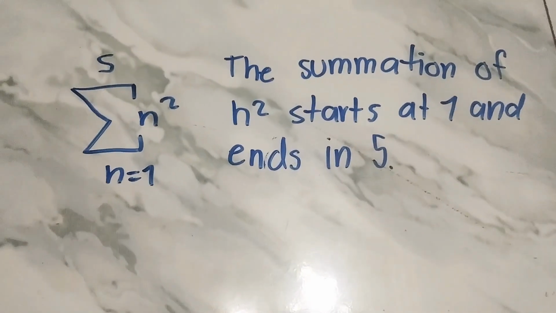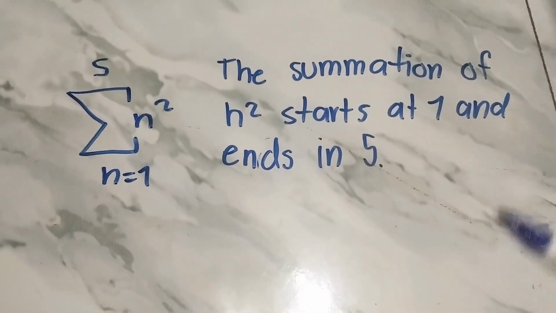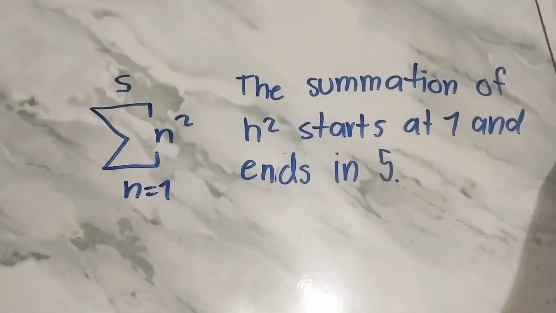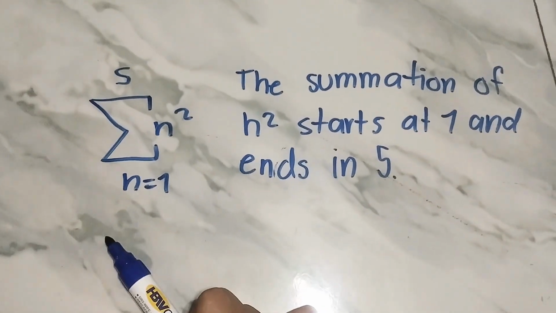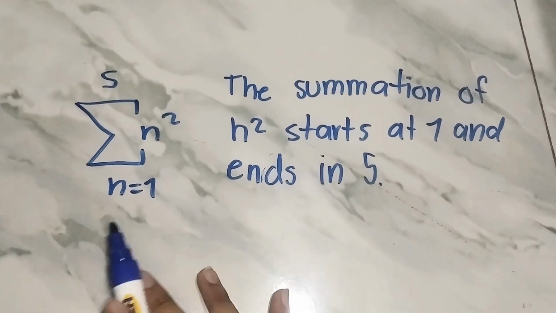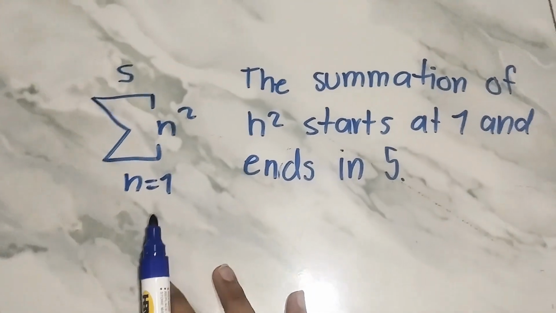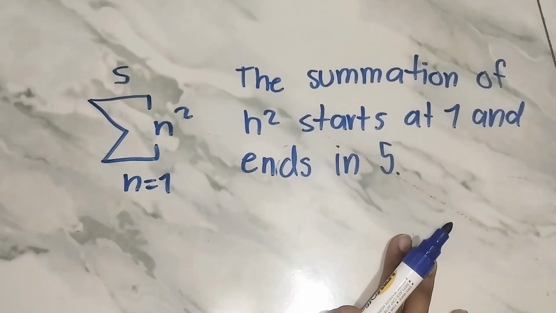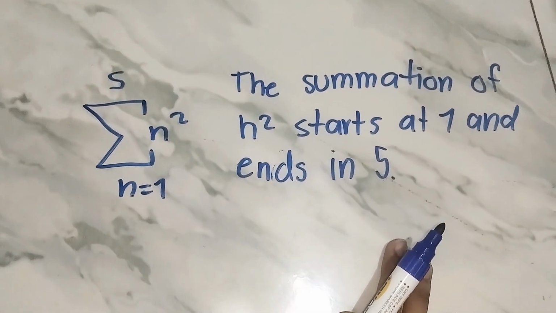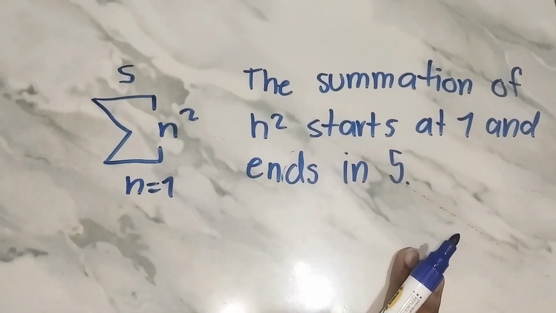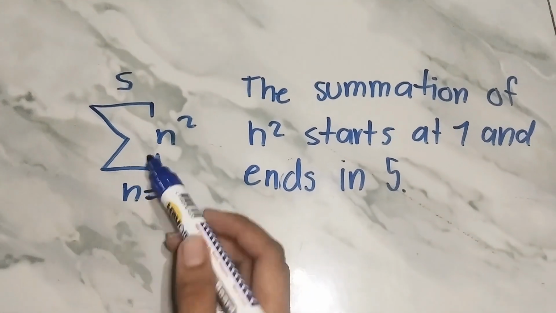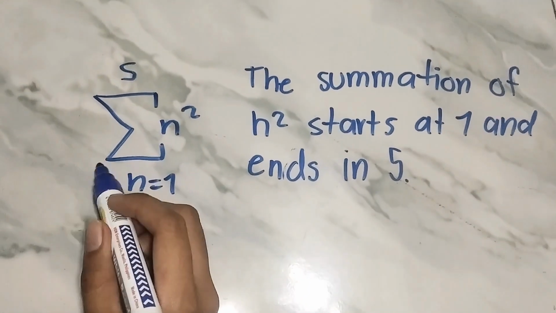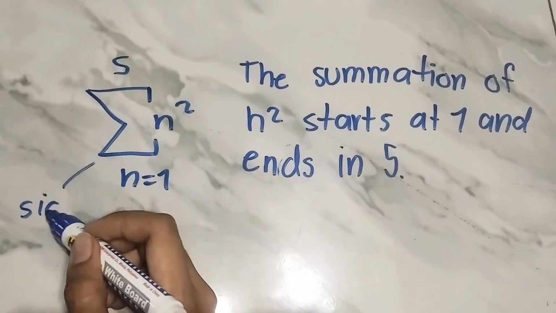We have here our first example. So how do you read this? It may look difficult, but it's actually pretty easy. You just need to familiarize yourself with these words and of course understand them. Since we are talking about sigma notation, this is sigma, by the way. The symbol is sigma.